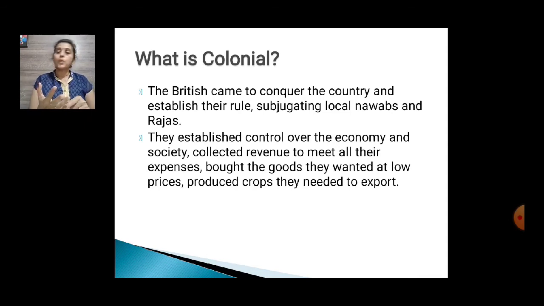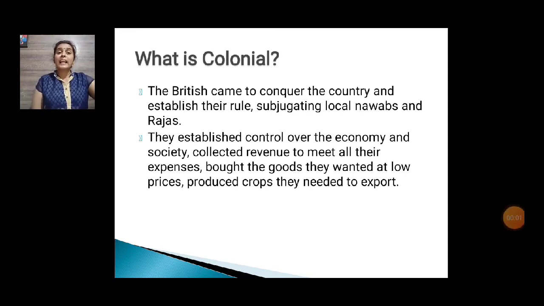to the government. But in those days, the British collected tax from the people and started utilizing it for their own use. So you are a British person, and first of all, who are you to collect the money or the revenue from the Indians? But anyhow, the British were so powerful, they subjugated the Nawabs and the Rajas, and they took the power. Okay, and they brought the goods they wanted at low prices. They produced crops as they needed, to export.